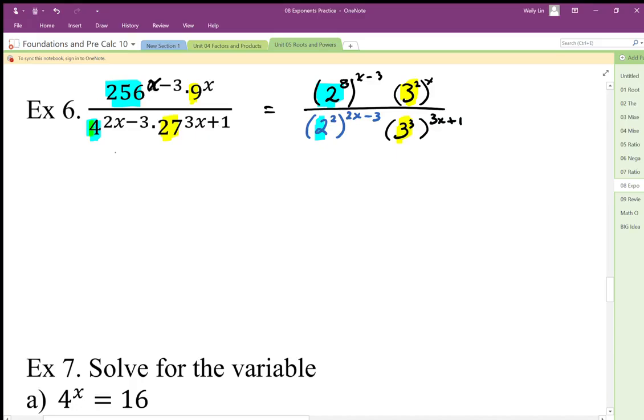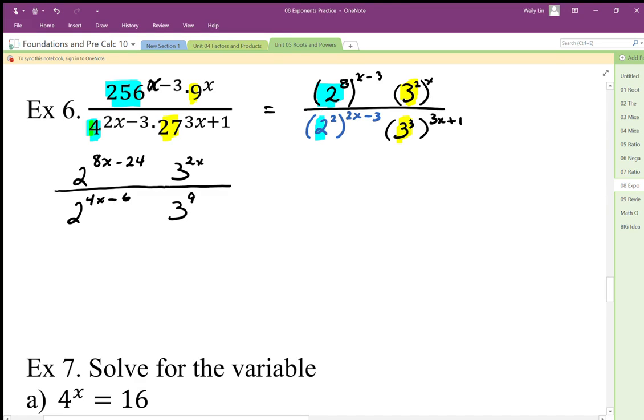So I'm going to do the exponent rules here. So we have power to the power. So we're going to multiply the powers like that. Same thing here. This is power to the power. So we end up with 4x minus 6. On the top here, this is 3 squared to the power x, or 3 to the power 2x. Same thing here. We're going to multiply those powers together.